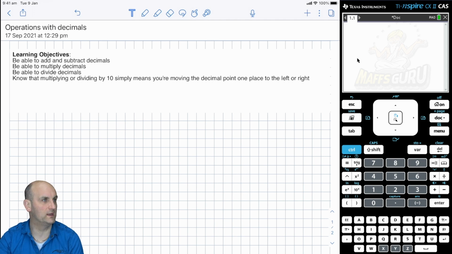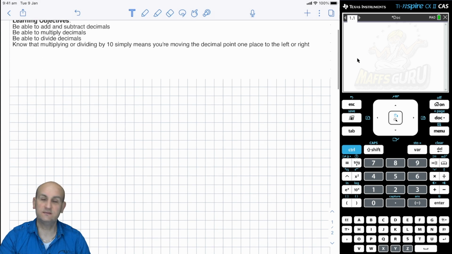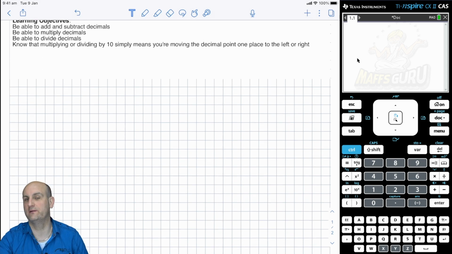Rightio, so what are we going to do? Add and subtract decimal numbers. Adding and subtracting decimals is critically important and very easy.